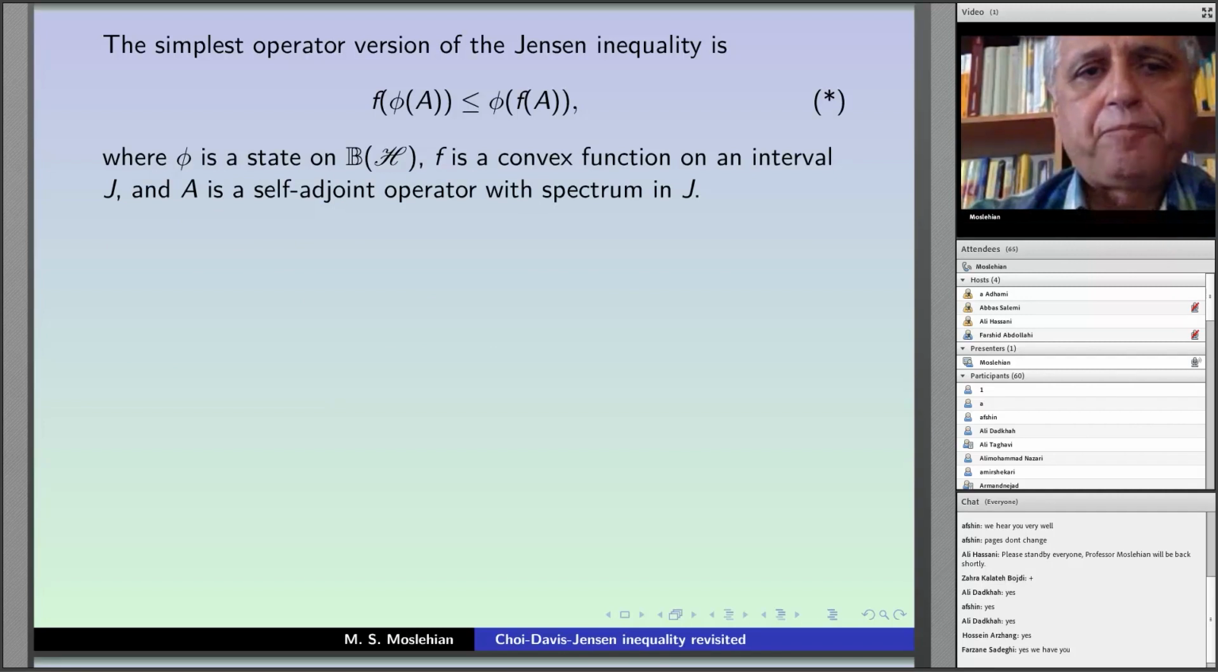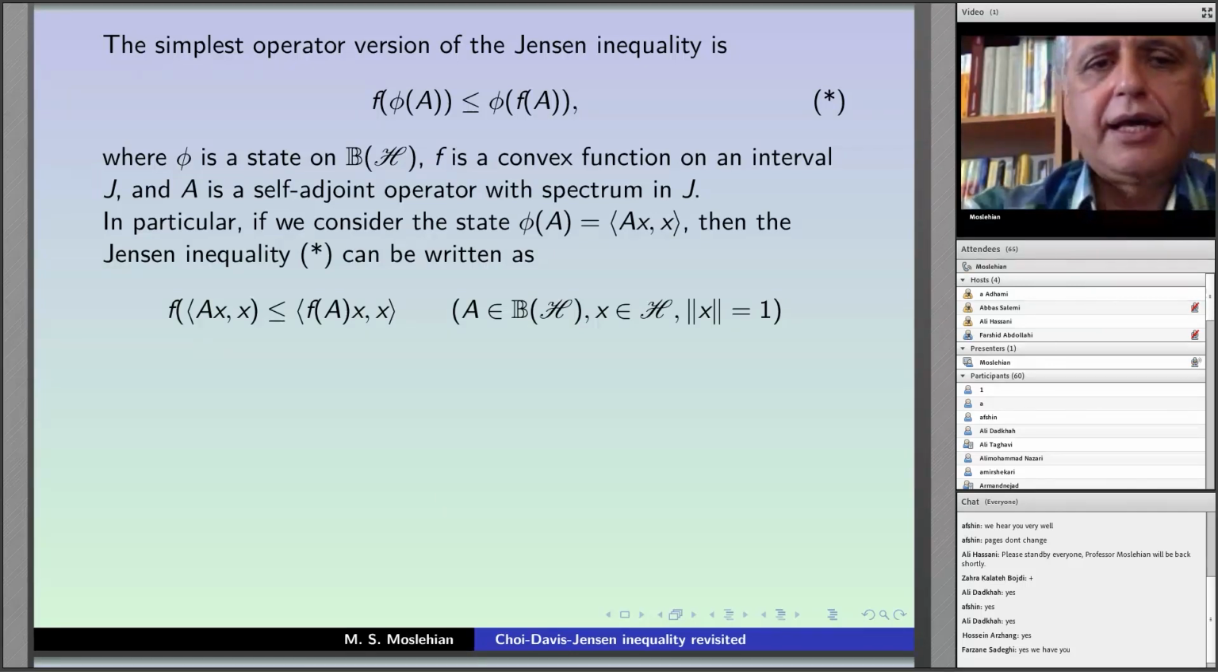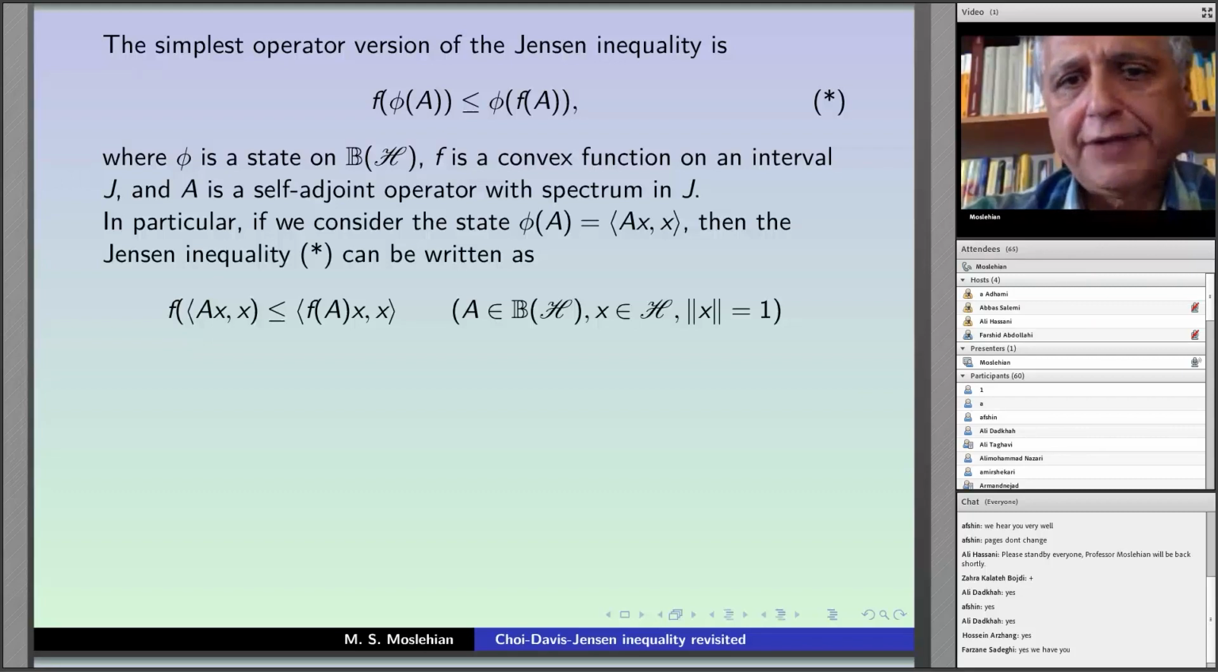The simplest operator version of the Jensen inequality is of this form. Here, phi is a state on B(H), f is a convex function on an interval J, and A is a self-adjoint operator with a spectrum in J. In particular, if we consider the vector state phi defined by this inner product, where again x is a fixed unit vector, then the Jensen inequality above can be written in this form: f of the inner product of Ax and x is less than or equal to the inner product of f(A)x and x.